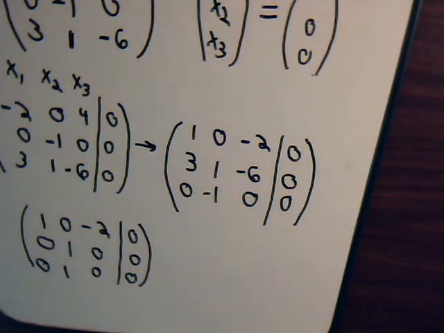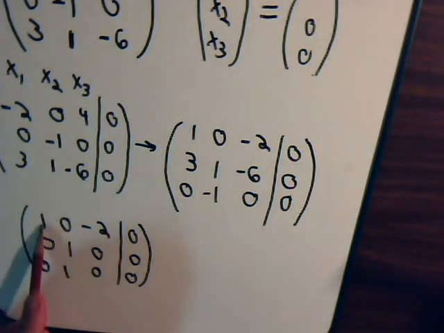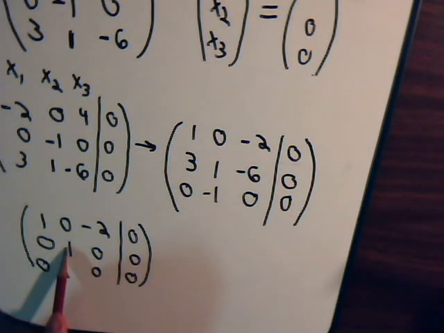So we end up with this, and we can stop right here. We can see that x1 is a lead variable, x2 is a lead variable, and x3 is going to be a free variable. And again, what we do is we express the lead variables in terms of the free variables.